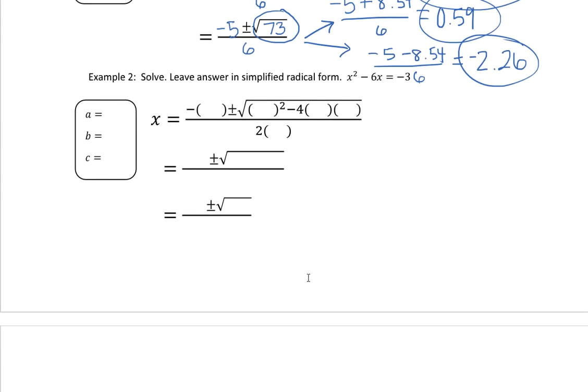Okay, I want you to pause and try the first couple of steps of this one. So set it equal to 0, find A, B, and C, and plug it in, and then see how far you can go. And then I'm going to do the end part, which is a little harder because this one asks us to leave it in simplified radical form. So pause it, do as much as you can, and then hit play, and then we'll see how you did.